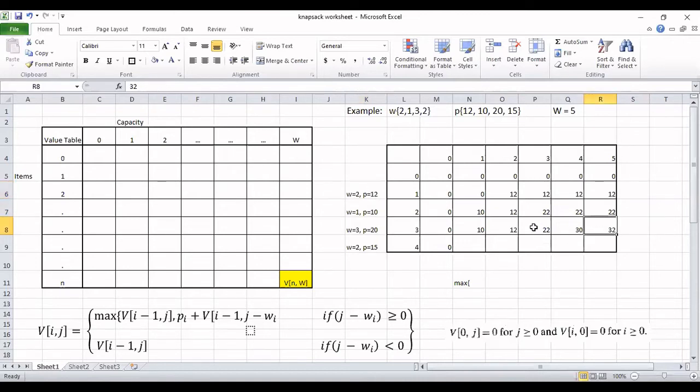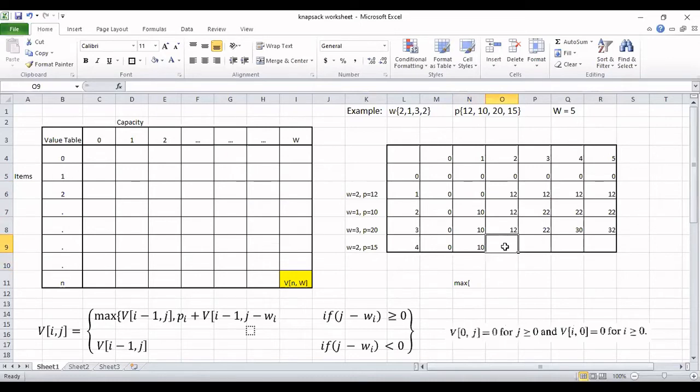Right? Till now, it is fine? Okay. We'll go for the next cell, that is nothing but 4, 1. In this cell, when J is 1, the weight of the item is 2. Can we accommodate this? No. So what do we do? We take the previous profit, which is 10. So this becomes 10. Simple?